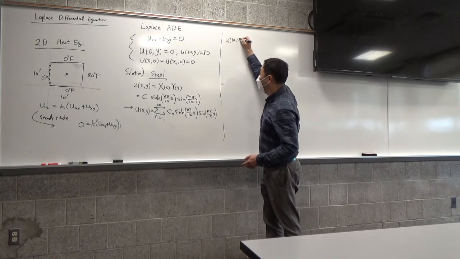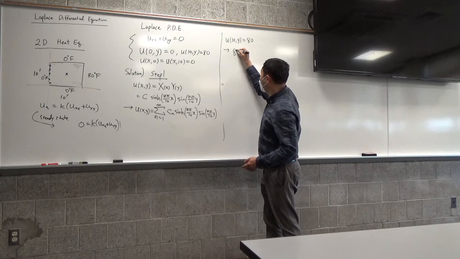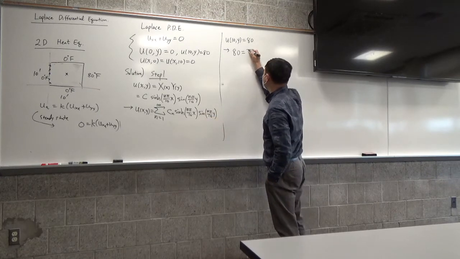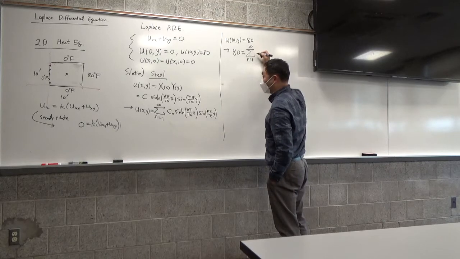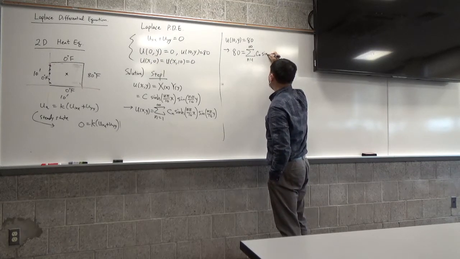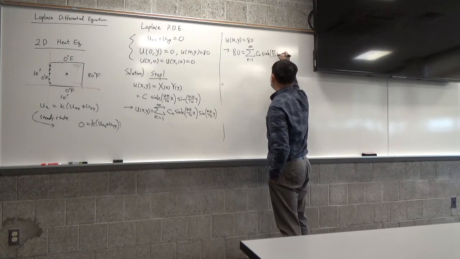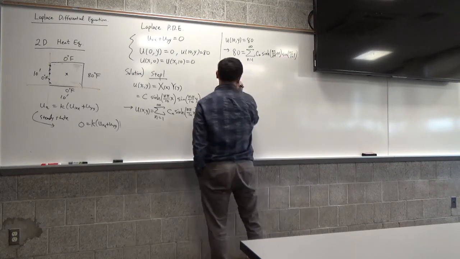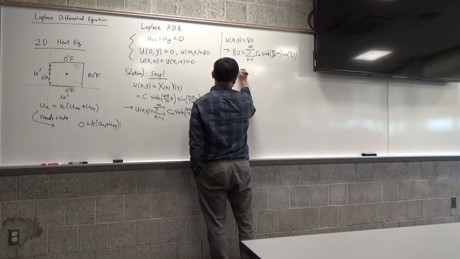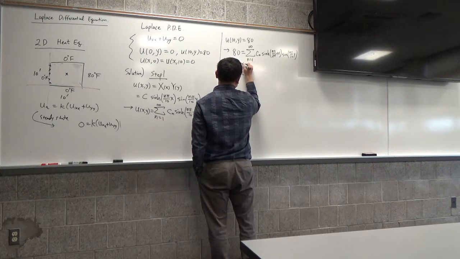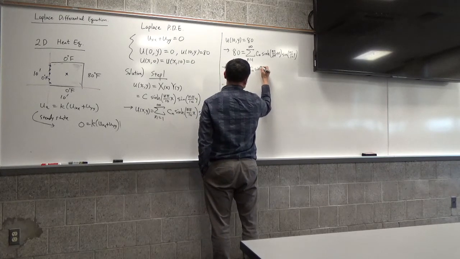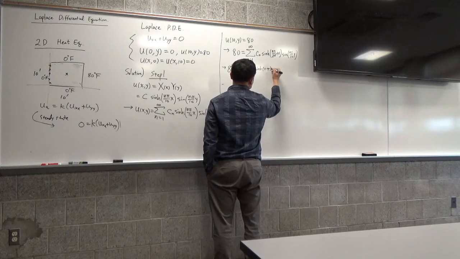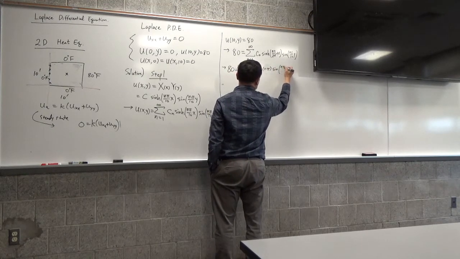So u(10, y) equal to 80 would imply that 80 should equal this thing when you plug in x equals 10. So you have the summation of n equals 1 through infinity of C_n sine hyperbolic of n pi over 10 times 10, sine of n pi over 10 y. And since they cancel, you have 80 equals the summation n equals 1 through infinity of C_n times sine hyperbolic of n pi times sine of n pi over 10 y.